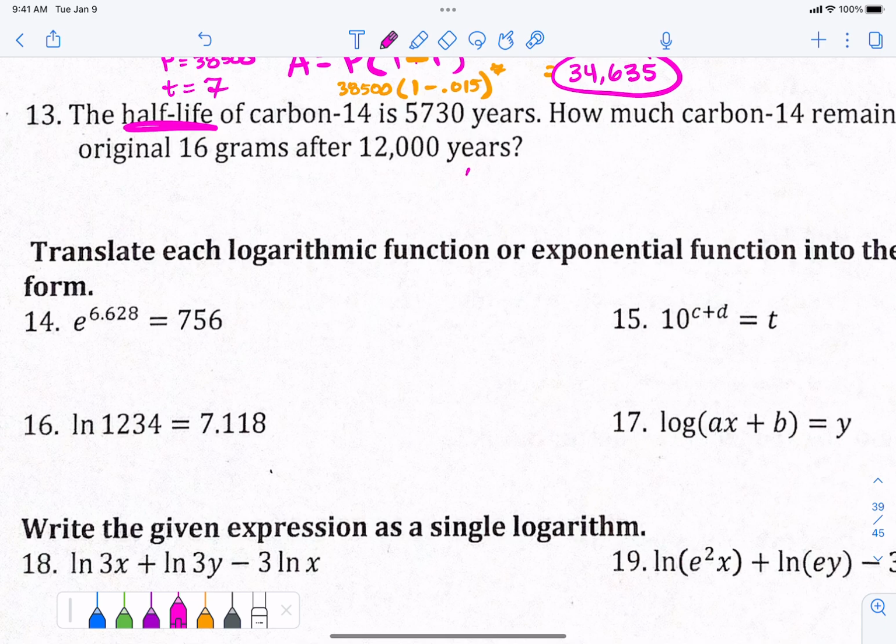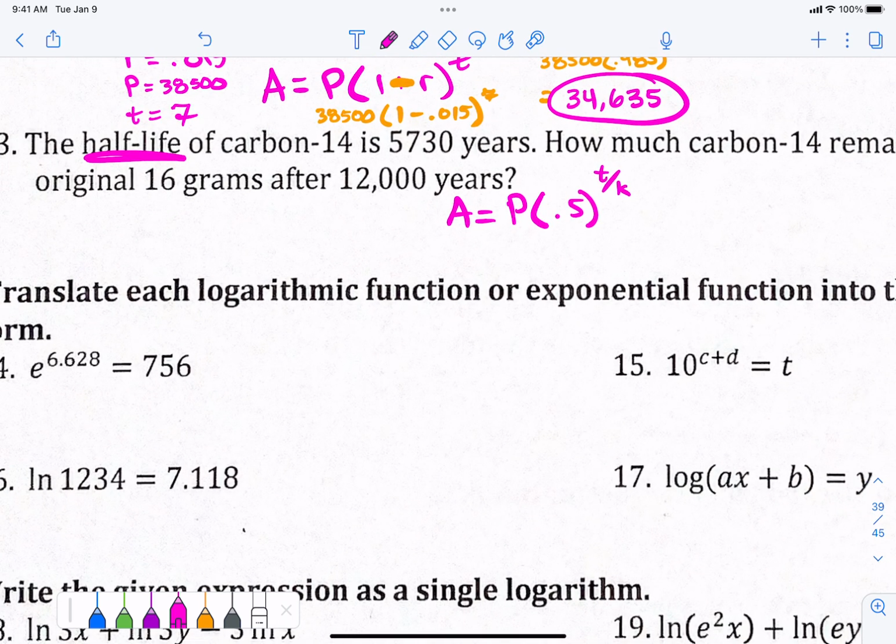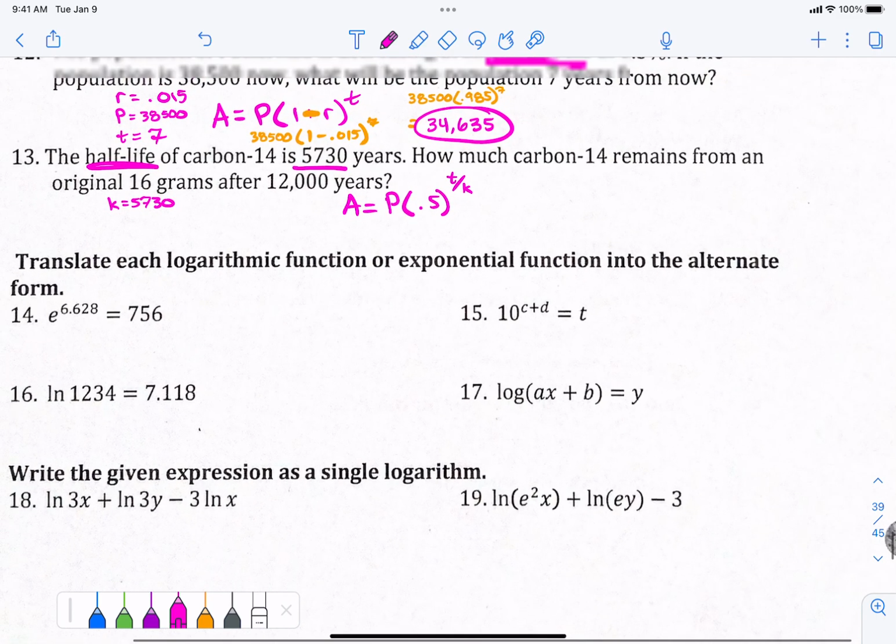Half-life of carbon-14. All right, I'm gonna write my equation over here. A equals B times 0.5 to the T over, what do we use, K? Is that what we have? Okay. Half-life of carbon-14 is 5730. That's your half-life, which we call K. You have that written on your note card, right? Yeah. Okay, because that's the one that they use a lot.